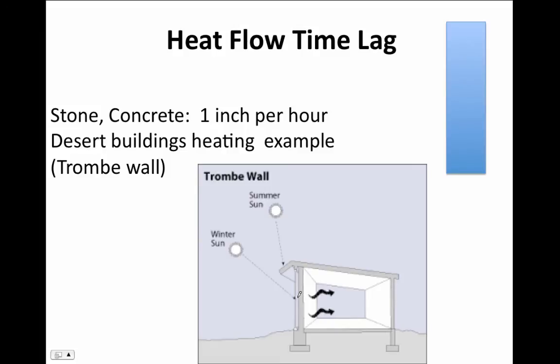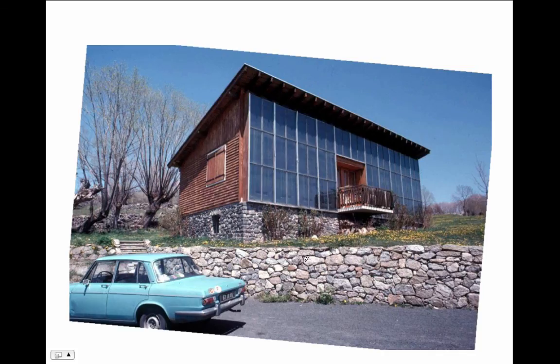And again, if we wanted the heat from noontime to start flowing into the building 8 hours later, we would make that wall 8 inches thick. Here's a picture of a Trombe wall. This was the original house designed by Felix Trombe. He's a Frenchman who developed this method of solar heating buildings. And here's his original building.